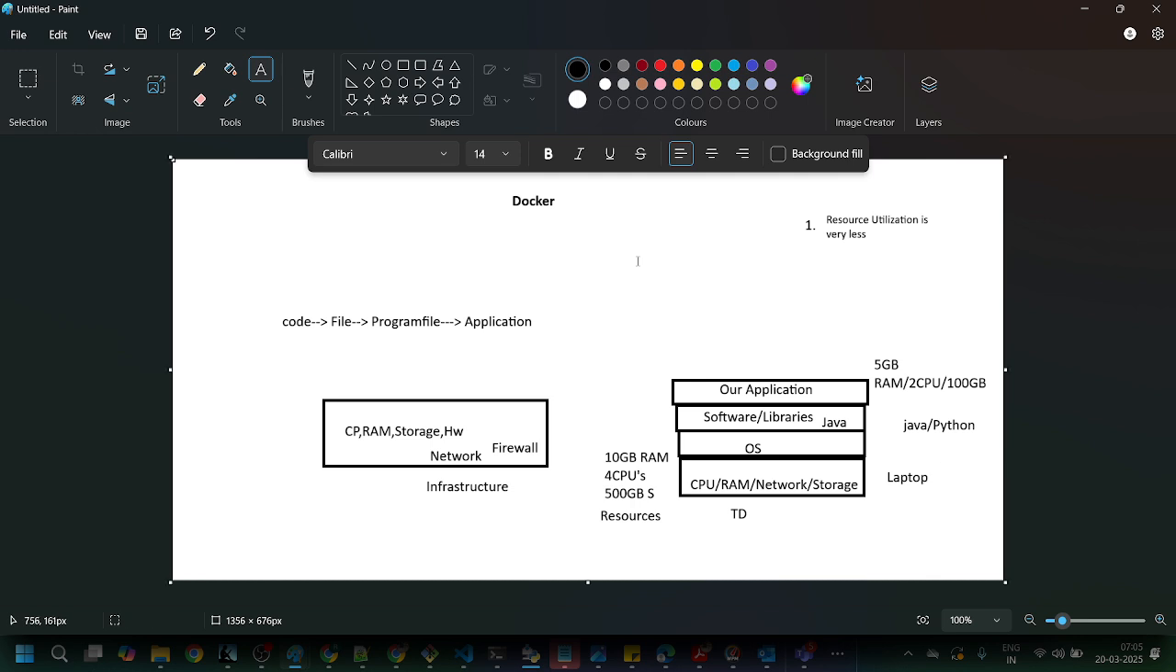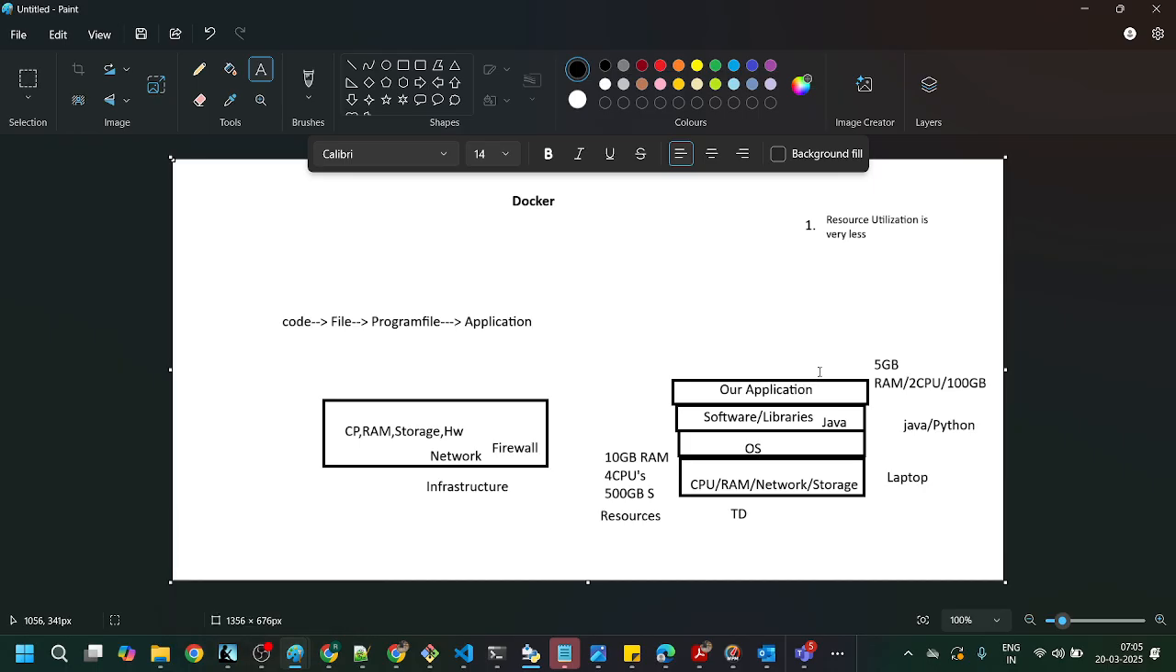But as we observe, the application is not consuming 100% of the resources. It is consuming only 5 GB RAM, 2 CPUs, 100 GB storage. So here the resource utilization is very low, and the resource wastage is very high. Here we are wasting the resources, right?